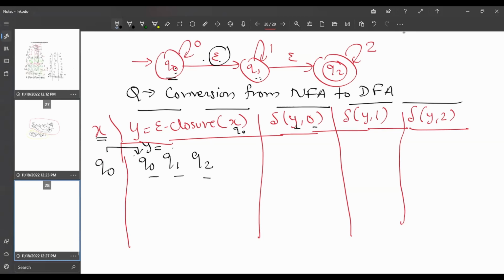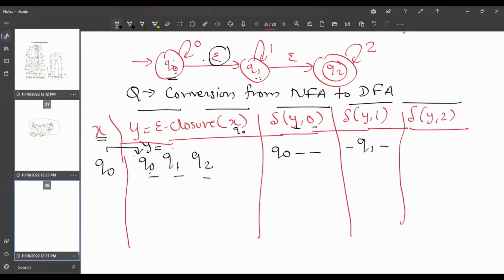Now we have to find Y on 0. That is Q0 on 0, plus Q1 on 0, Q2 on 0. Q0 on 0 goes to Q0. Q1 on 0 is not going anywhere. Q2 on 0 is not going anywhere. Now we will consider Y on 1. That is Q0, Q1, Q2 on 1. Q0 on 1 is not going anywhere. Q1 on 1 goes to itself. Q2 on 1 is not going anywhere.